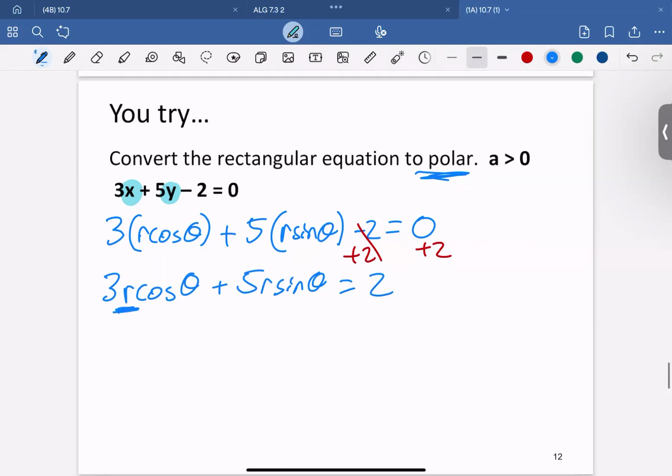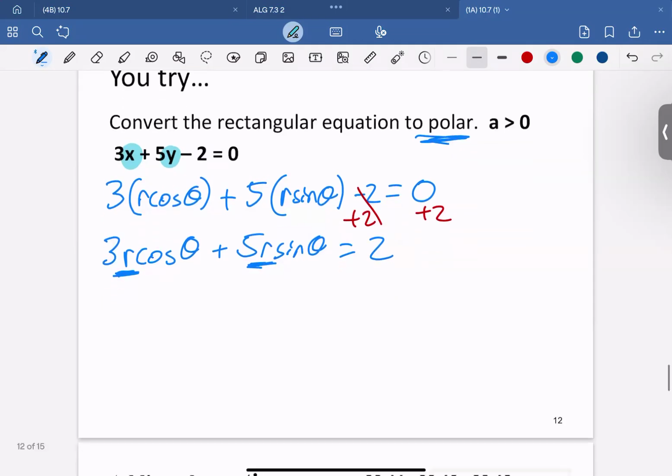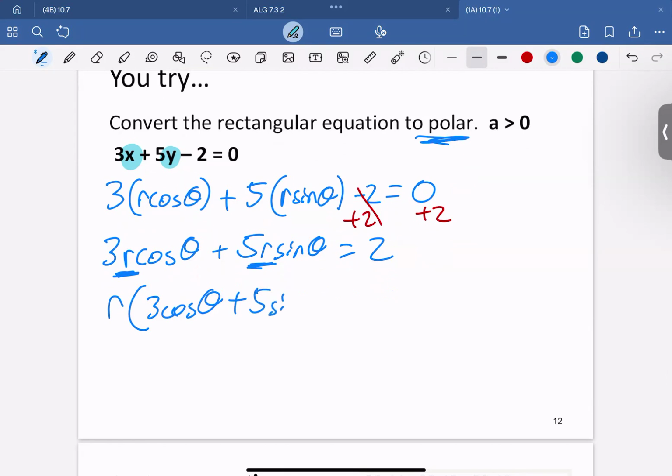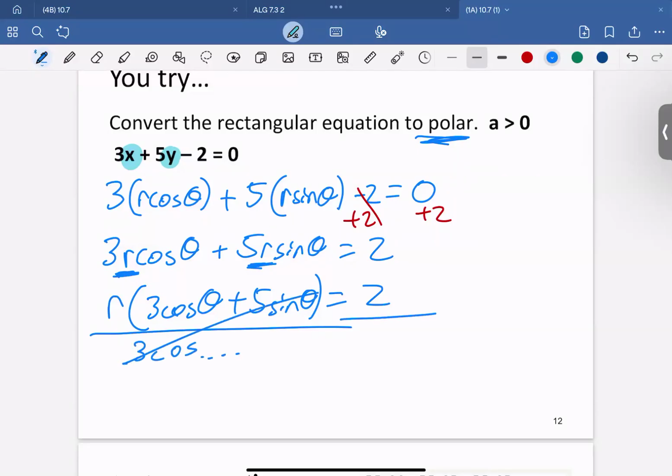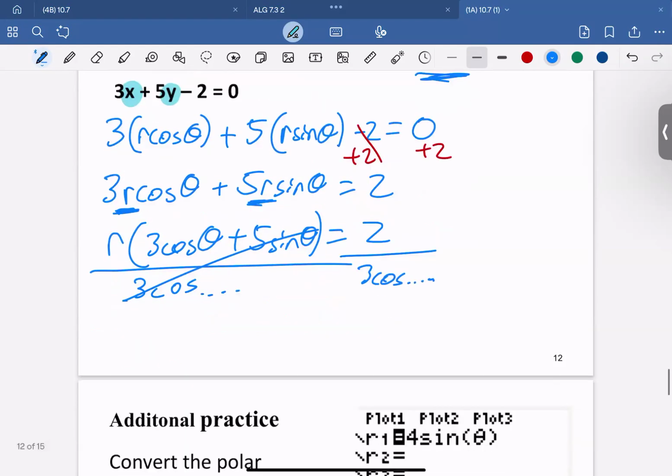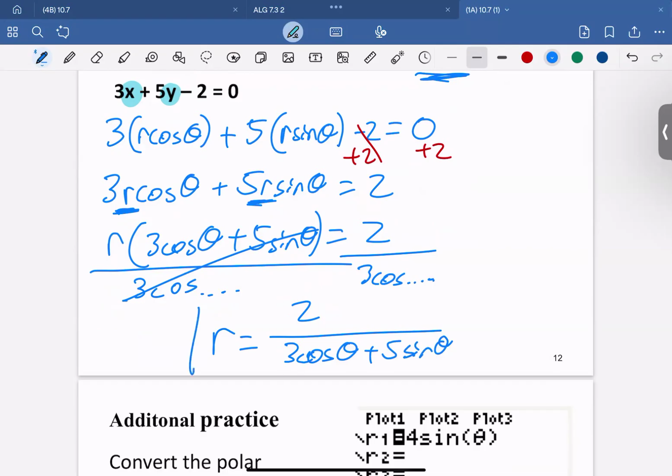And then just a little algebra here. Honestly, the whole day today has been algebra, just manipulating our variables. But I'm going to pull out R, and I'm going to end up with R times 3 cosine theta plus 5 sine theta. Lastly, I'm going to divide by this to isolate R, giving me R equals 2 divided by 3 cosine theta plus 5 sine theta. Beautiful. Great work.